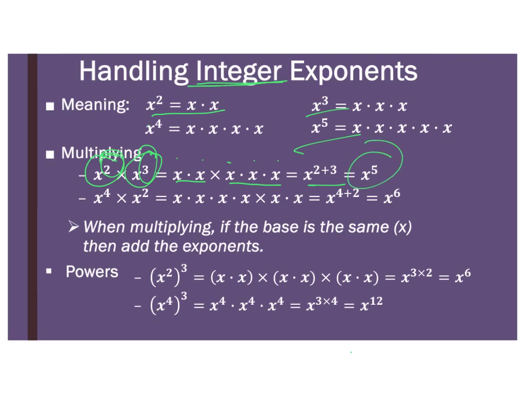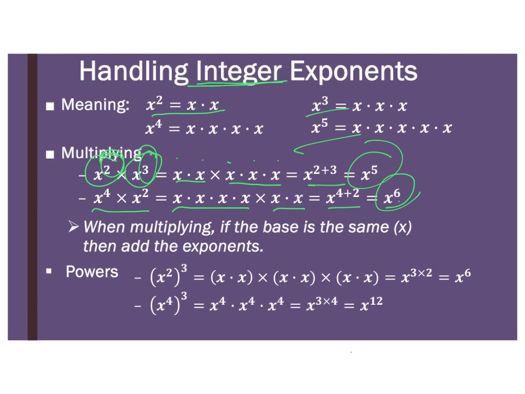Okay, we're going to look at this one more time. X to the fourth times x squared. Well, x to the fourth generates 4 x's. X squared is 2 x's. Well, this is x to the 4 plus 2, which is x to the sixth. So we add the exponents. If the bases are identical and we're multiplying them, we add the exponents.